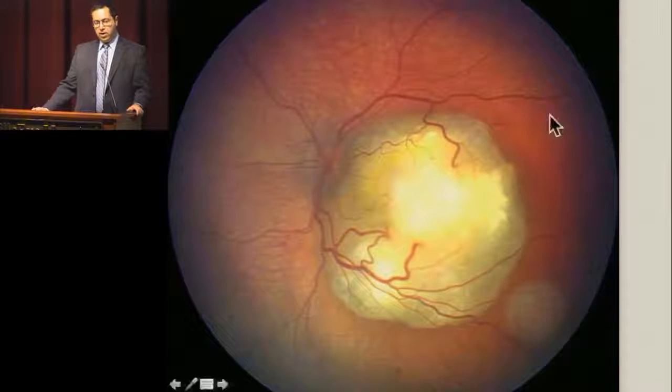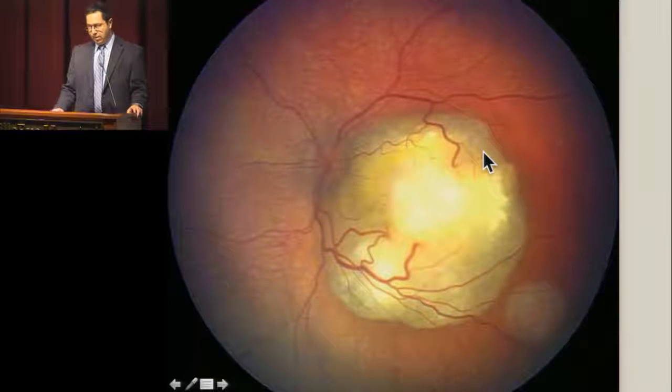So what is this lesion? You see these vessels deep into it. It has feeder artery. It has draining vein. So this is a retinoblastoma.